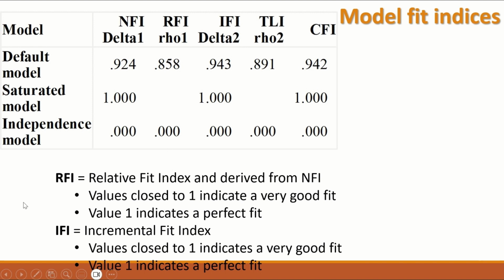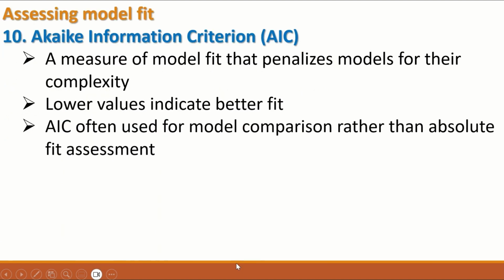In the next table, the RFI stands for relative fit index and is derived from NFI. A value close to 1 indicates very good fit, and 1 indicates perfect fit. For the IFI, incremental fit index, a value close to 1 indicates very good fit, and 1 indicates perfect fit.